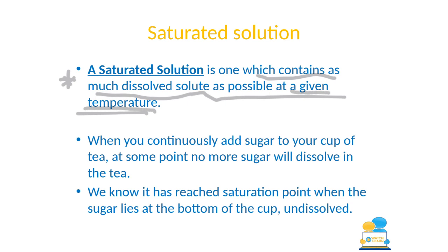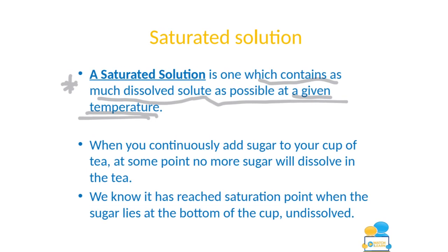So for example, if I had sugar added to a cup of tea where the temperature of the cup of tea was 20 degrees. So I'll just write this here for you. So we're going to look at 20 degrees, and I add sugar to 20 degrees. And I add sugar to a cup of tea at 40 degrees. And I add sugar to a cup of tea at 80 degrees.